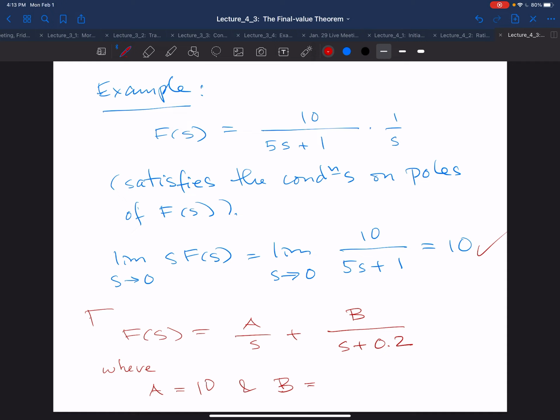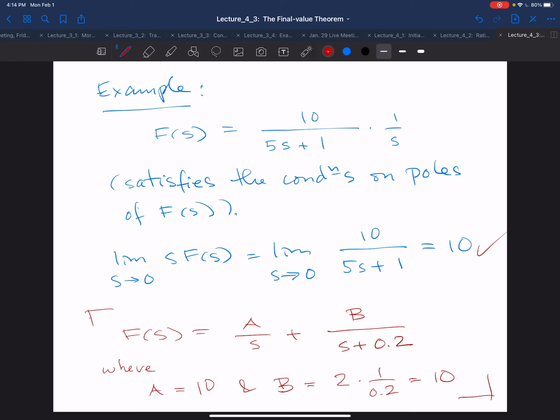If we multiply through by s plus 0.2, then in fact this term here is going to come out to be equal to 2. And then as we let s tend to minus 0.2, we are going to get 2 times 1 over 0.2 equals 10.